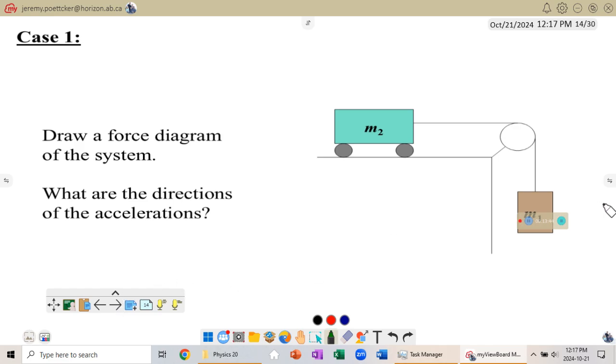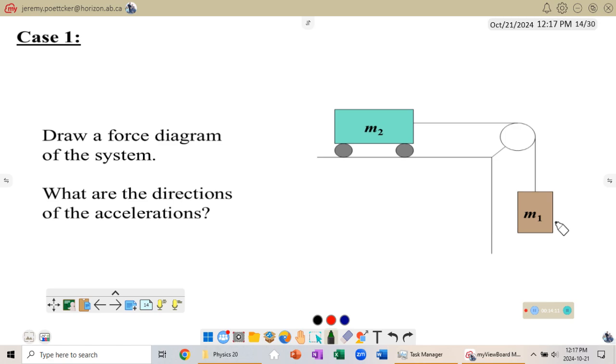All right, so let's figure out what's going on here. If we draw a force diagram, just looking at this, assuming that M2 is on wheels, it will actually start to roll, and M1 is of some weight, M1 is going to accelerate downward, and M2 is going to accelerate to the right. So far, so good.